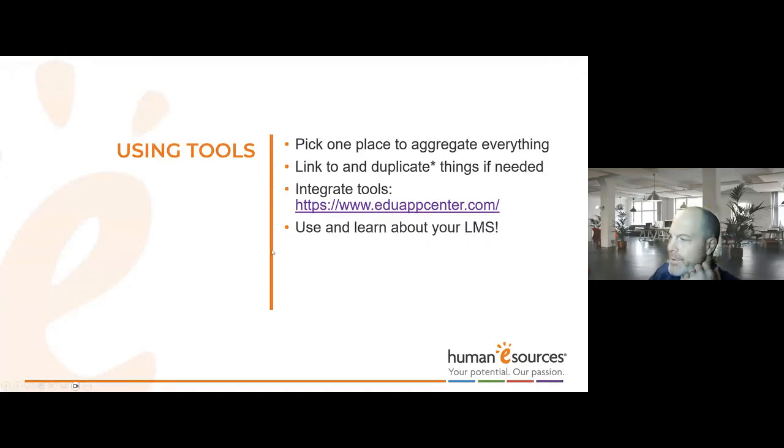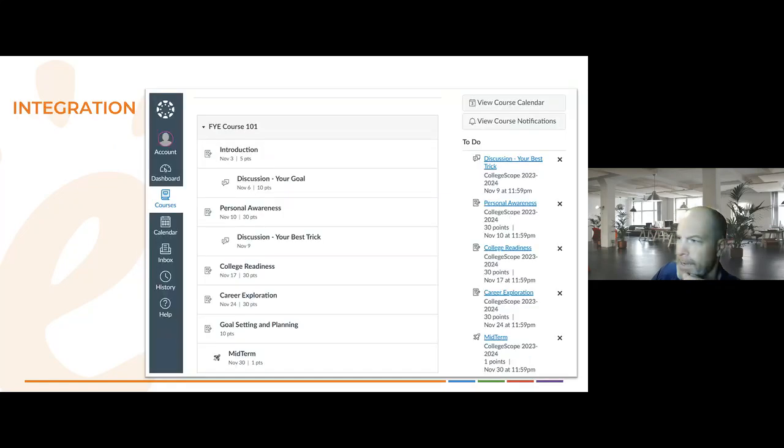And like I said before, use and learn about your LMS. I did ask about LMS already, so this is where I would have had the poll, but we'll go forward anyway, because we're getting a little short on time. I mentioned integration. I know this looks very familiar as a screenshot from before, but just to show you, this is integration of different elements in here. Each of these things will link off to different elements, and they're integrated via the LMS.